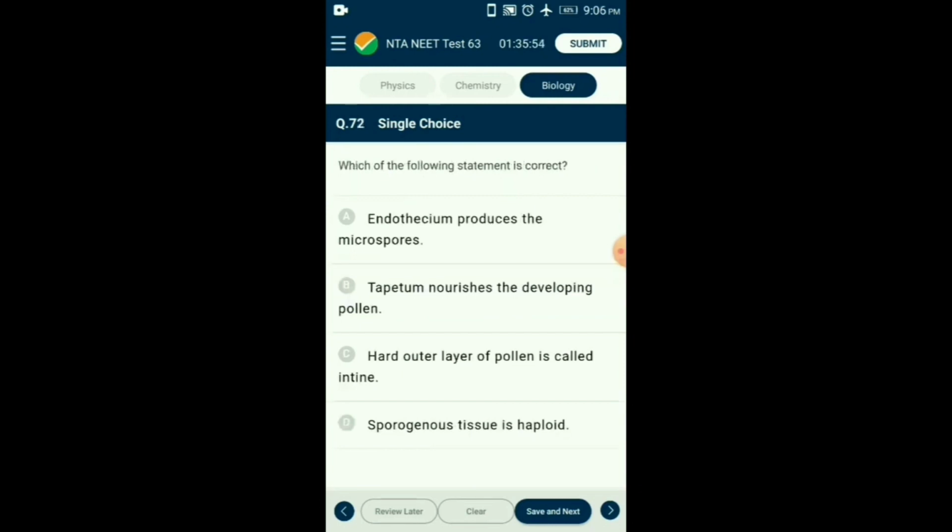Question number 72. Which of the following statements is correct? A microsporangium is generally surrounded by 4 wall layers: the epidermis, endothecium, middle layer, and the tapetum. The outer 3 wall layers perform the function of protection and help in dehiscence of anther to release the pollen. The innermost wall layer is the tapetum. It nourishes the developing pollen grains. Cells of the tapetum are food rich and possess dense cytoplasm and generally have more than one nucleus. So the answer is option B. Tapetum nourishes the developing pollen.